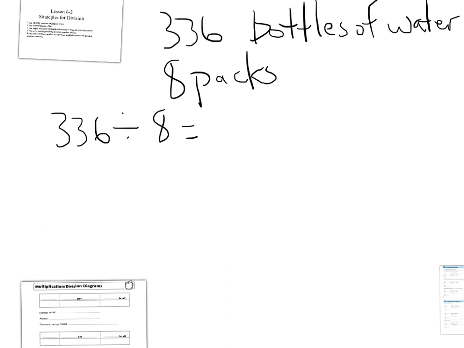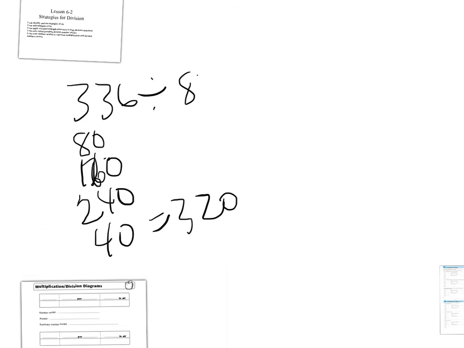Another strategy you might ask yourself is, if I take 336 divided by 8, do 10 eighths go into 336? Yes, it equals 80. Way too small. 20 eighths would equal 160. Still way too small. 30 eighths would equal 240. Getting closer, not quite there. 40 eighths would equal 320. Okay, we're really, really close.